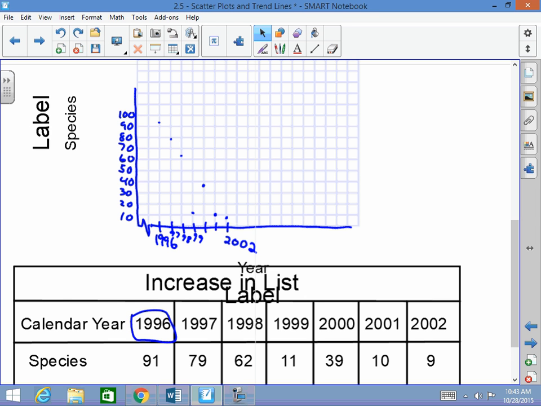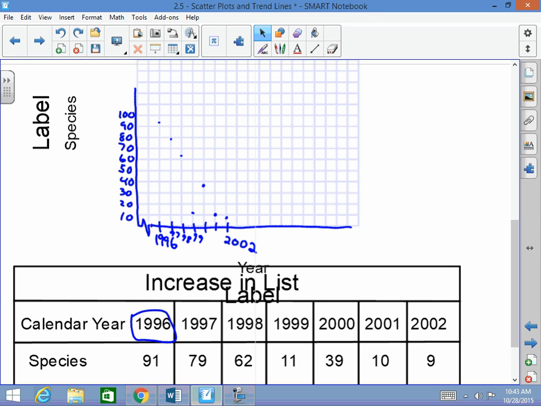Negative. Absolutely, because as my years increase, what's happening to the amount of animals that I'm putting on the species list? It decreases. Very good. Now, I can make a prediction with this if I make a trend line. Okay? If I make a trend line. And that is the next skill we are about to learn.